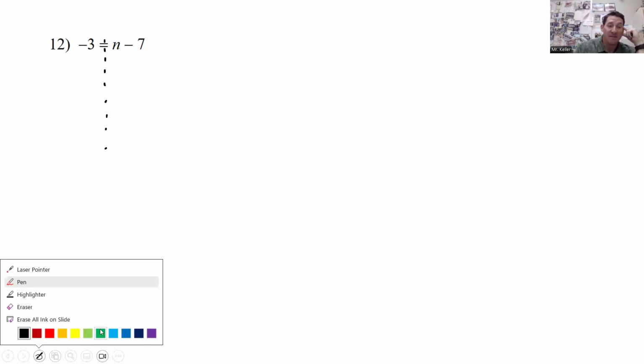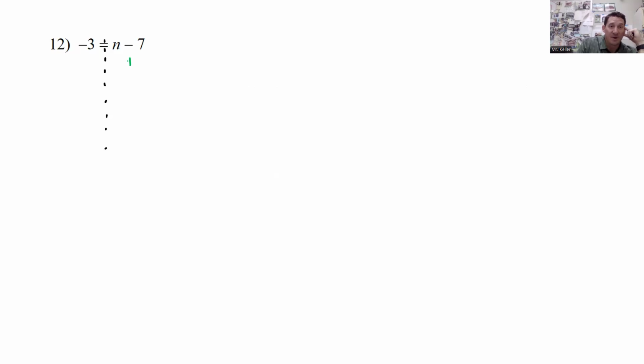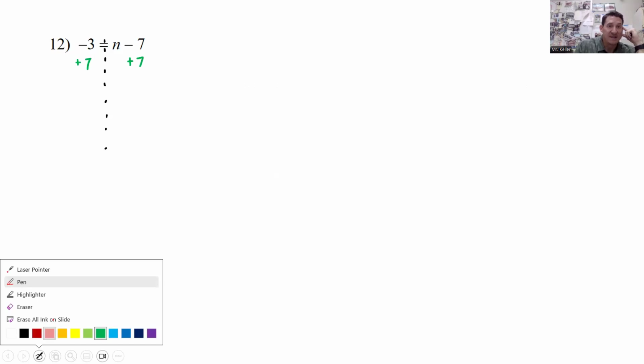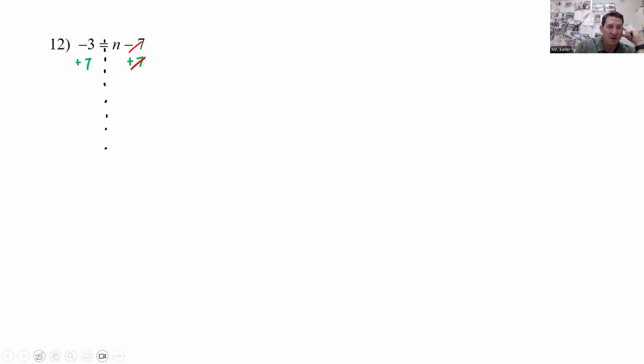I'm going to eliminate the minus 7. So I'm going to add 7 to both sides. Minus 7 plus 7 cancels out. So all I have left on the right side of the equation there is n. Negative 3 plus 7 is positive 4. Just be careful when you're adding with those negatives.